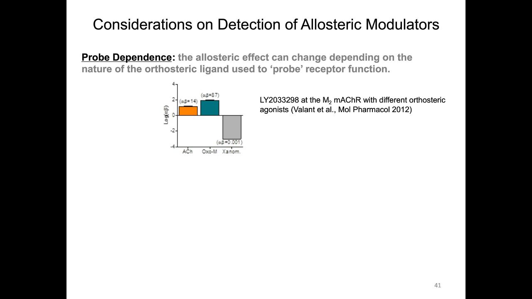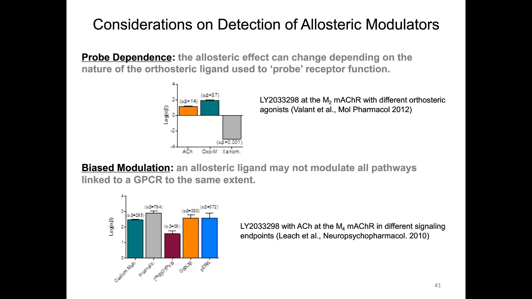pathways, effectively bias modulation. So in the top panel, we have an example of the muscarinic M2 receptor, in which the modulator is a PAM of both acetylcholine and oxotremorine M, but a NAM when the agonist probe used is xanomeline. In the bottom panel, the same modulator, at the muscarinic M4 receptor, displays a different level of cooperativity depending on the pathway monitored. Thus, the action of your modulator can be dependent on both the orthosteric probe and the signaling pathway you observe.